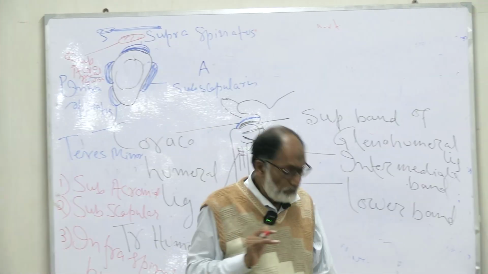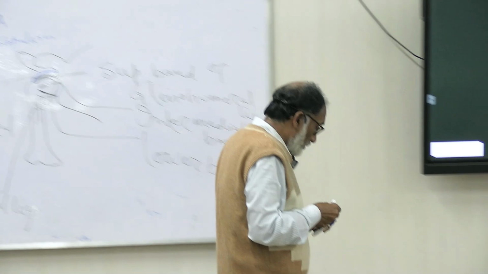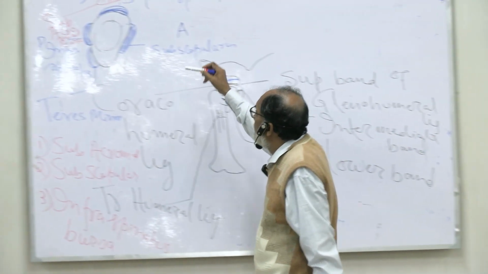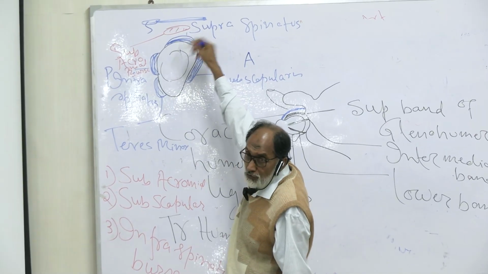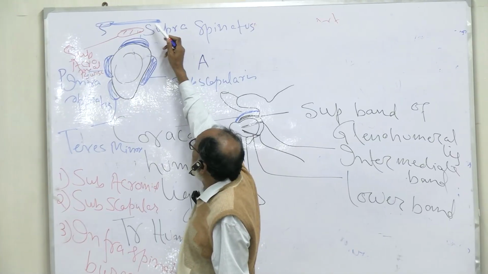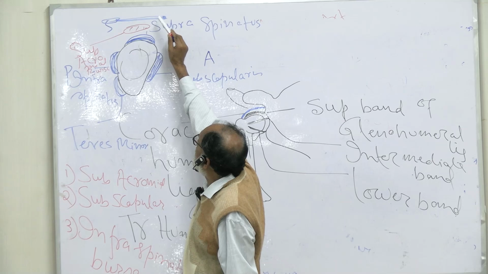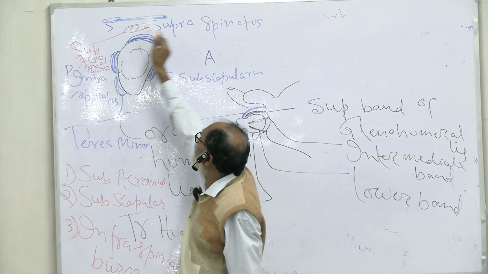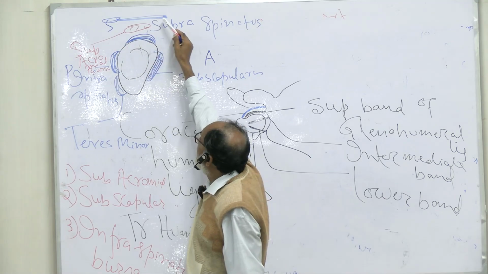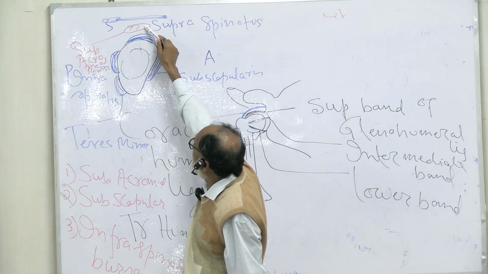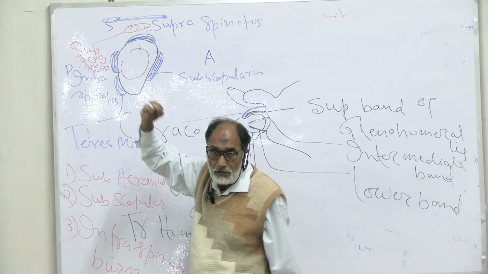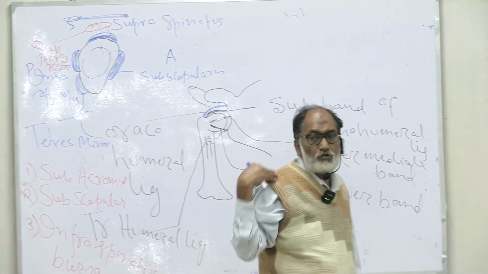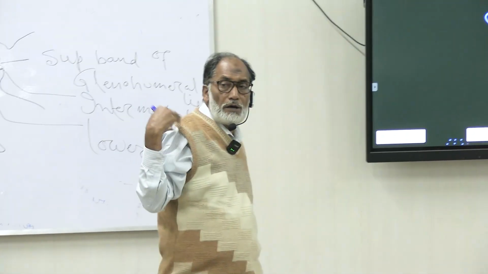Now come to the relations of this joint. I have already told you relations. Here you see superior relations. If you are asked to discuss the superior relation, from this diagram you can identify it. This is acromial process, this is coracoacromial ligament, then subacromial bursa, then supraspinatus muscle, and above all this lies the superior fiber of the deltoid muscle.